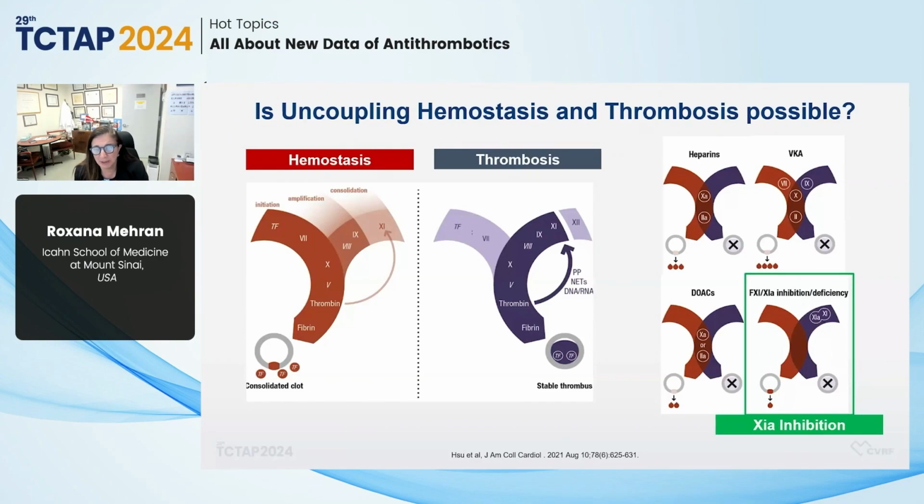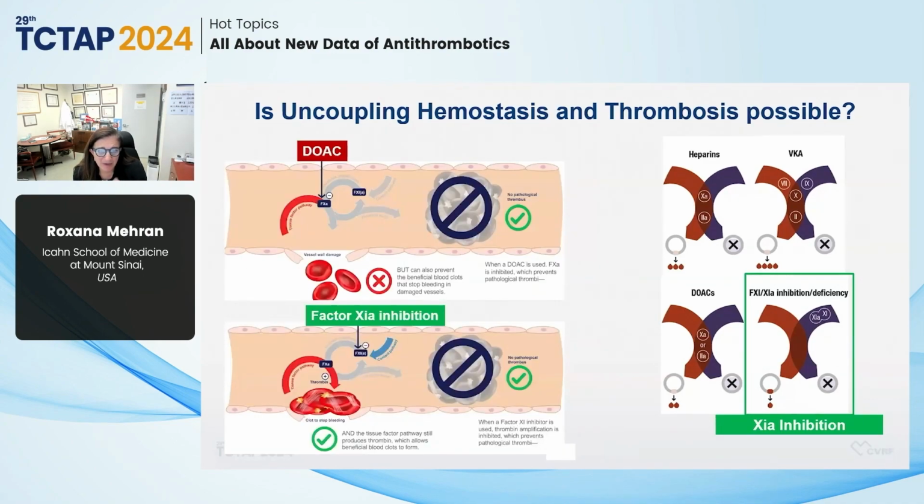They have the capability of going upstream to factor 11, inhibiting the stable thrombus from forming, but also, importantly, not affecting hemostasis. And how is that? Because when factor 11 inhibitors are used, thrombin amplification is inhibited, which prevents the pathologic thrombi, but because the tissue factor pathway still produces thrombin on the other side, it allows for beneficial blood clots forming in, let's say, areas that are important for bleeding.